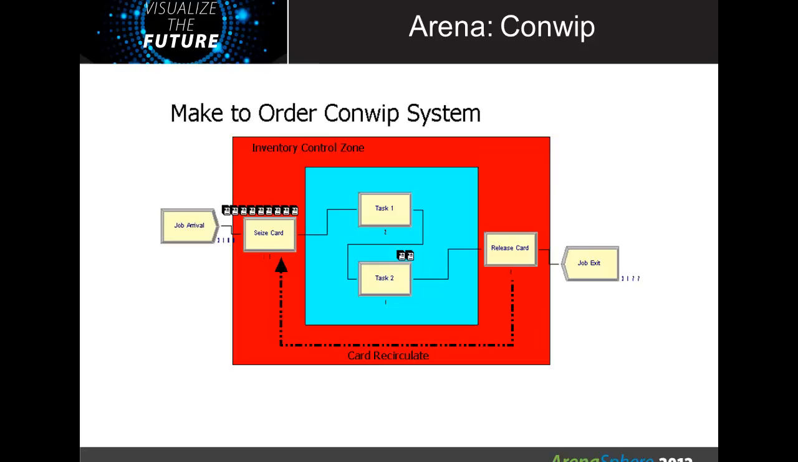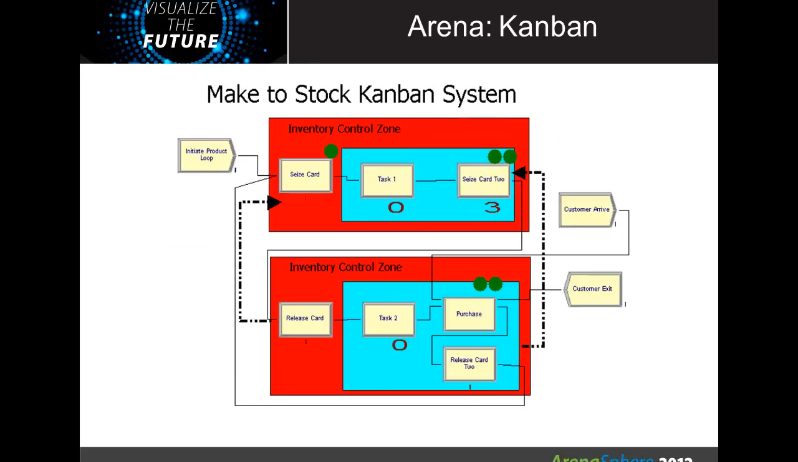This is a make-to-order Conwip system, which is the simplest, most basic model you can do in Arena. Doing this in make to stock gets more complicated. So now we're going to do Kanban, and we'll see all these models here. We'll go to the Arena system and see these models soon. Now we go to Kanban.